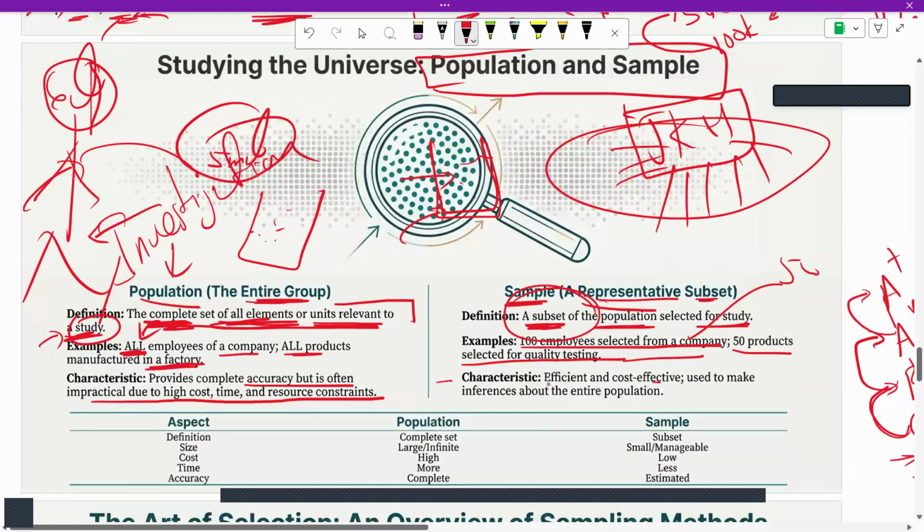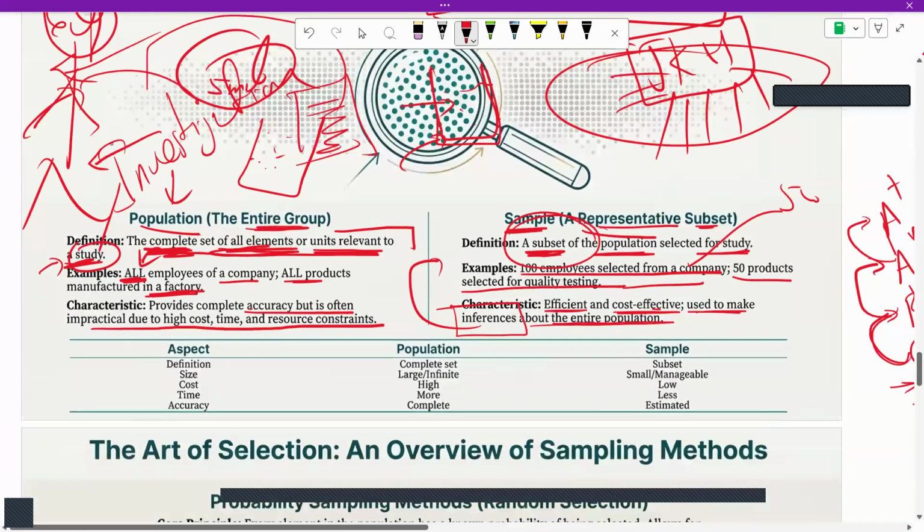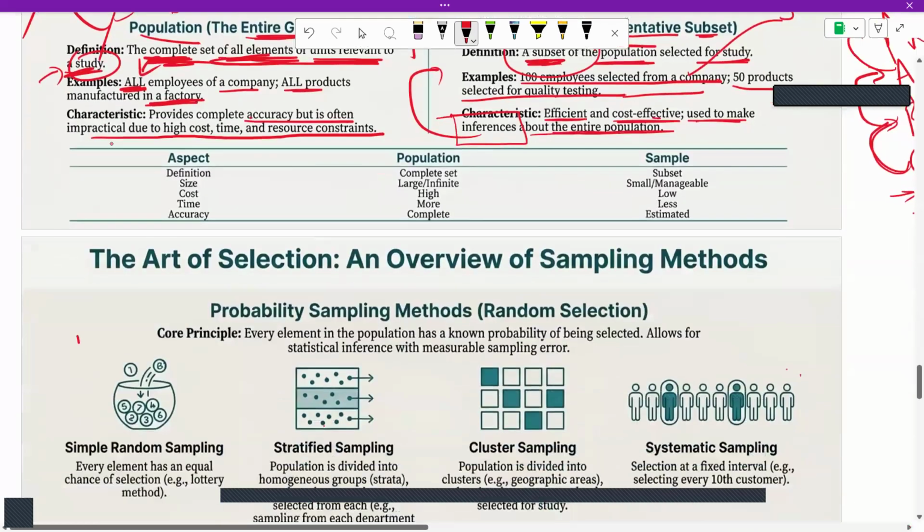Characteristics: it is efficient and cost effective, and used to make inferences about the entire population. You may have heard this term in the first class, inferences. The doctor, based on your blood sample report, draws a conclusion about the entire body, sick or not. He comes to the conclusion based on the sample test report.